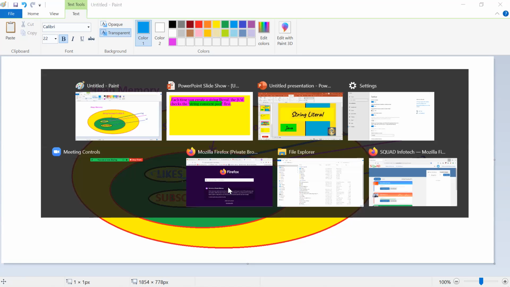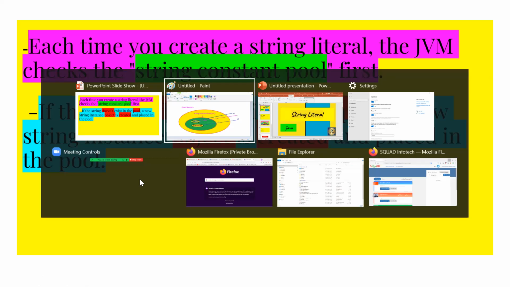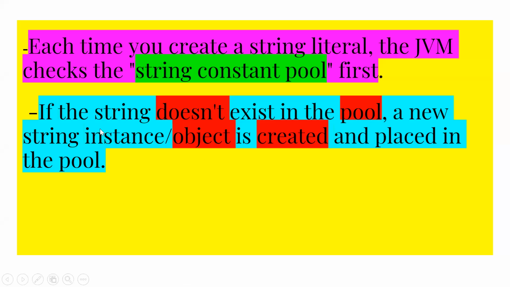Here, what we check is: if the string doesn't exist in the pool, a new string instance or object is created and placed in the pool. Suppose we want a new object, a string s3, with the value "press". It's not present over here, so we have to create an object "press". If the string doesn't exist in the pool, a new string object is created and placed in the pool.